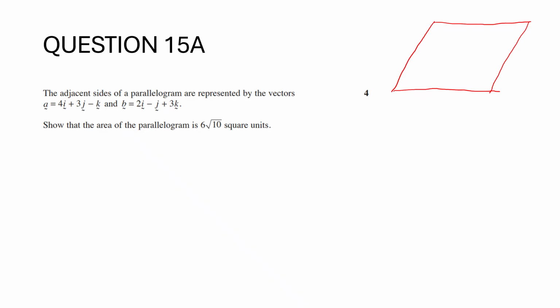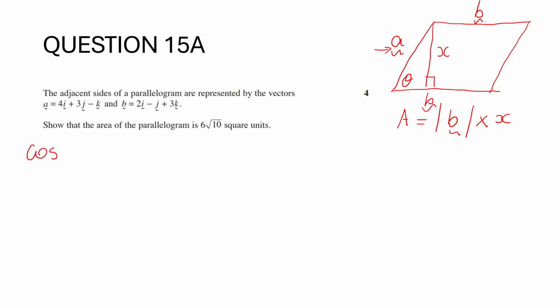Say this is vector A here and vector B here. Now, we're going to drop this perpendicular and call it x. And we know that the area of the parallelogram will be the magnitude of vector B times that height x. So how are we going to work out x? Well, we can work out this angle here because it is the acute angle between vectors A and B. So let's start with that. Cos theta is equal to A dot B over magnitude of A, magnitude of B.